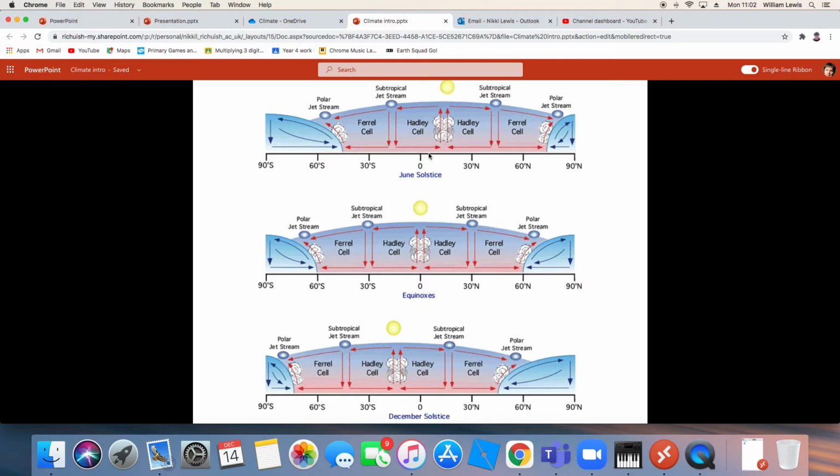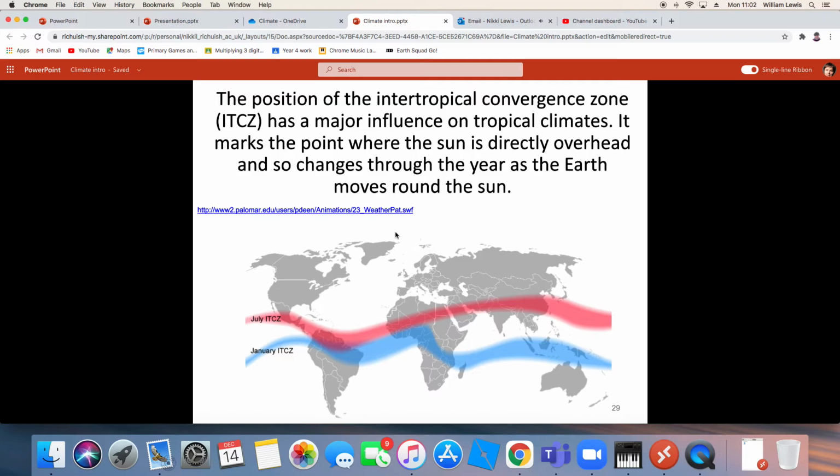But look, in June, the sun is shining over the northern hemisphere. And therefore, because the sun has changed position in our sky, the hot, rainy bit moves north. Whereas in December, the sun is now over the Tropic of Capricorn in the southern hemisphere, and the whole thing has shifted south. So this bit in the middle moves north and south with the seasons.